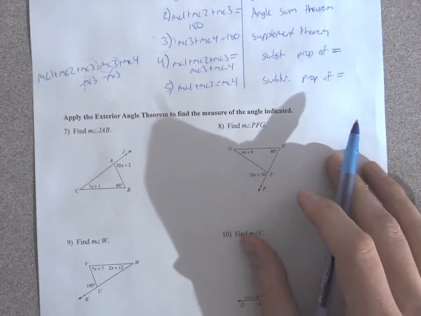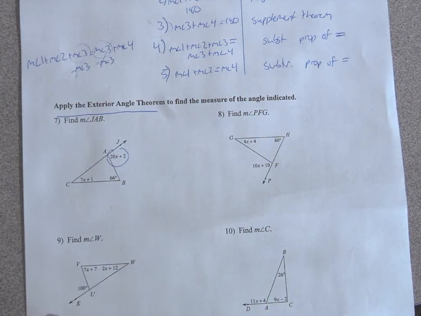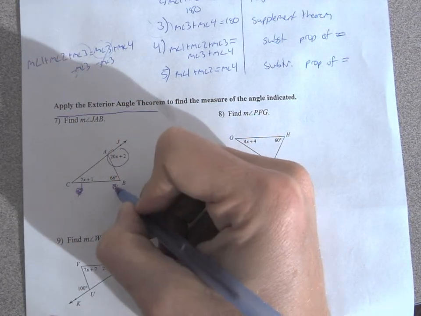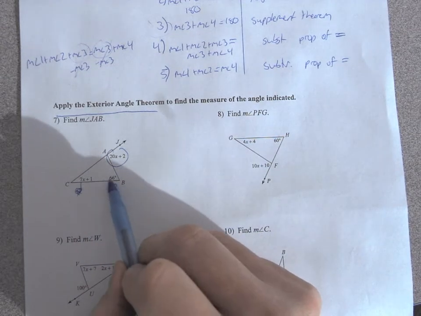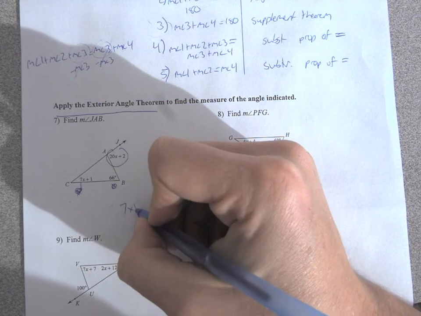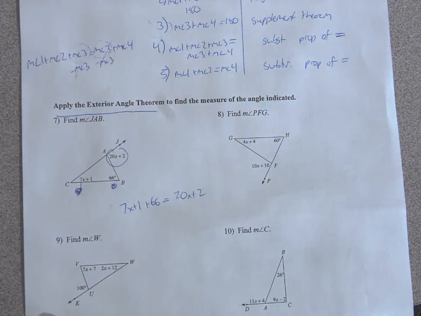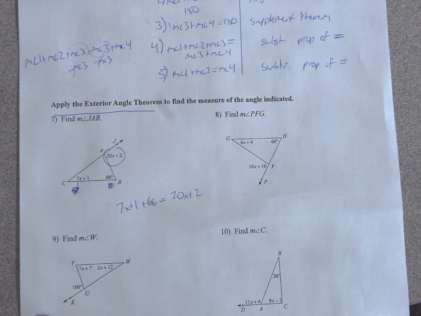So let's go down and see how we can apply that, right? So apply this theorem that we just proved. Well, here's your exterior, and here's 2 remote interior angles. Sorry, I'm trying to think of what symbol to label those. So the sum of these 2 should be equal to this one, according to that theorem. So my setup here is 7x plus 1 plus 66 is equal to 20x plus 2. You don't really need to use 180 in here. We can just go straight to this plus this equals this because we just proved it up above.